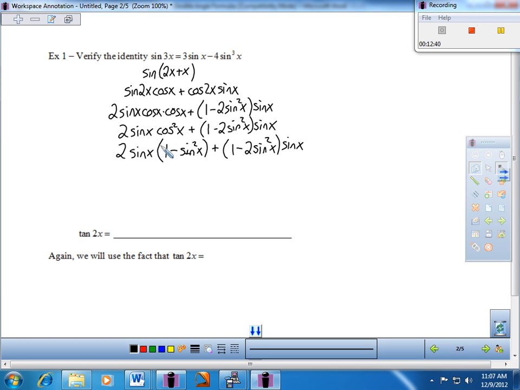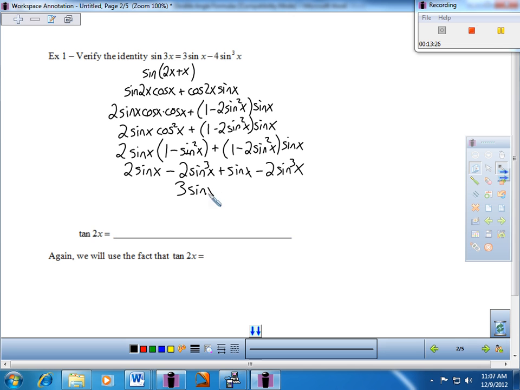So I'm going to distribute, everybody. You distribute as well. And I have 2 sine of x. And then here it is. Notice sine times sine squared is sine cubed. So I'm almost there. Then I do the same thing over here, everyone. Distribute. Let's remove those parentheses. And I get a sine of x and take away another 2 sine cubes. And I think we've got it. All in terms of sine.